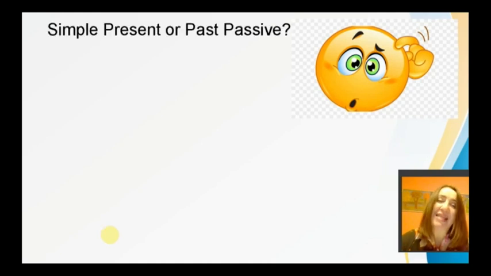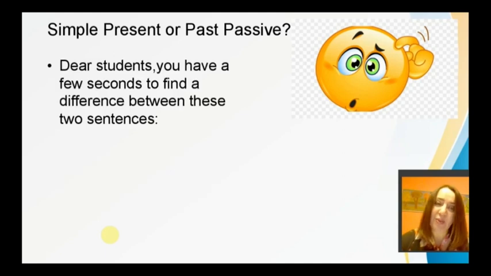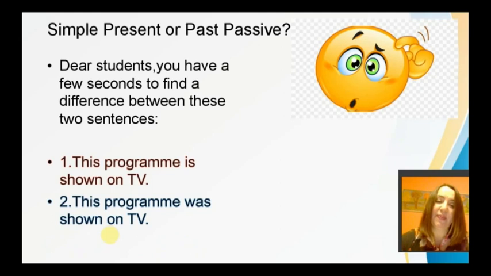Another question for you. Simple present or past passive. Dear students, you have a few seconds to find the difference between these two sentences. The first is, this program is shown on TV. The second is, this program was shown on TV. You have magic 15 seconds to think about it.